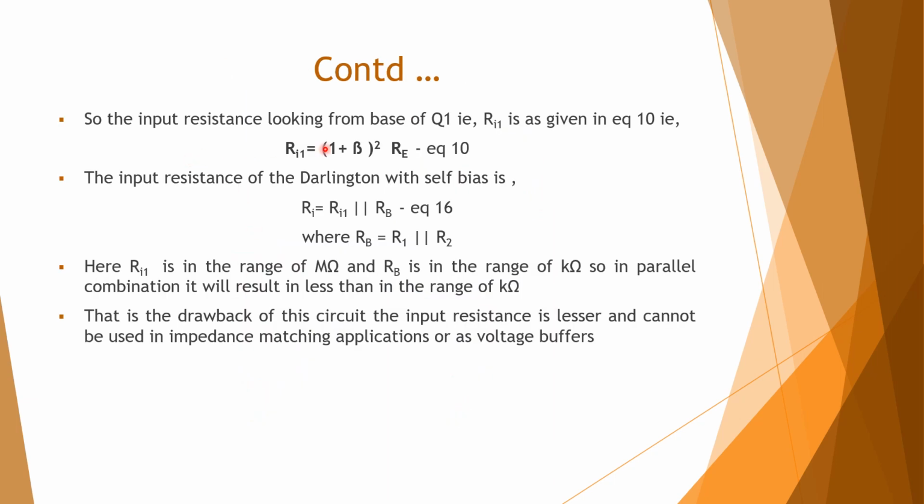So this is the input resistance looking from the base of Q1, that is Ri1. It is given in equation 10, that is Ri1 equal to (1 plus beta) the whole square times Re. So the input resistance of the Darlington with self bias, Ri, becomes Ri1 parallel to RB, where RB is the parallel combination of R1 and R2. So here Ri1 is in the range of megohm.